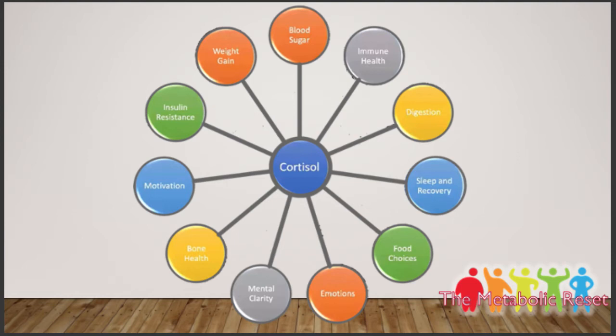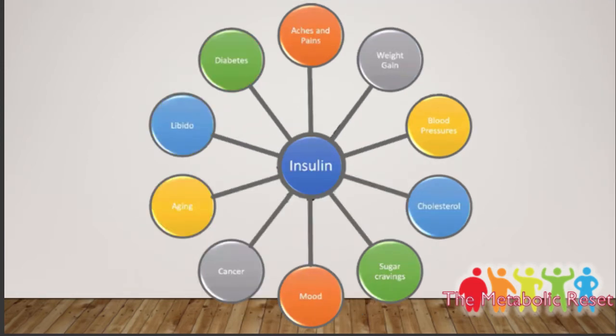So that's just cortisol effects. Then let's add in insulin effects. If you have imbalances in insulin, you can have aches and pains, you can have weight gain, you can have increased blood pressure, you can have increased cholesterol, sugar cravings, mood problems. There's an association with cancer and with aging, with libido, with diabetes, obviously.